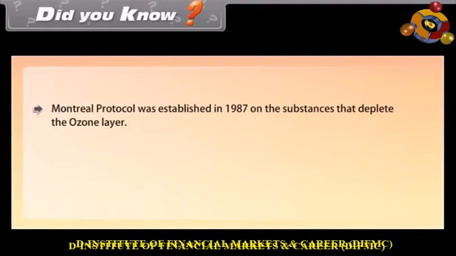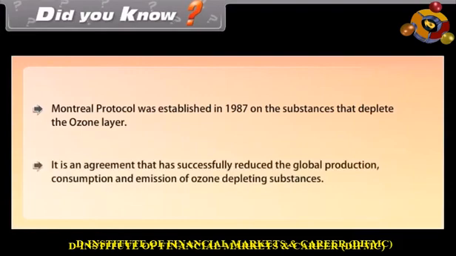Did you know? Montreal Protocol was established in 1987 on the substances that deplete the ozone layer. It is an agreement that has successfully reduced the global production, consumption, and emission of ozone-depleting substances.